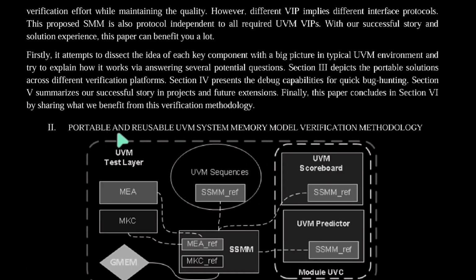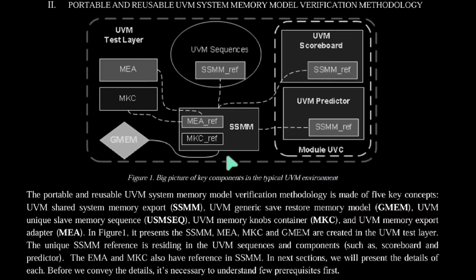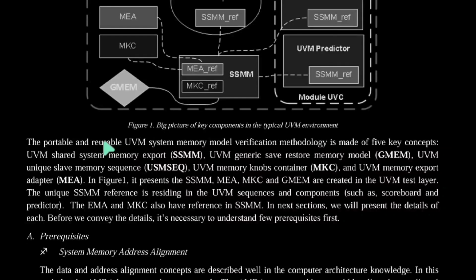Section 2. Portable and reusable UVM system memory model verification methodology. Figure 1. Big picture of key components in a typical UVM environment. The portable and reusable UVM system memory model verification methodology is made of 5 key concepts: UVM shared system memory export SSMM, UVM generic save restore memory model GMEM, UVM unique slave memory sequence USM-SCQ, the UVM memory nodes container MKC, and the UVM memory export adapter MEA.